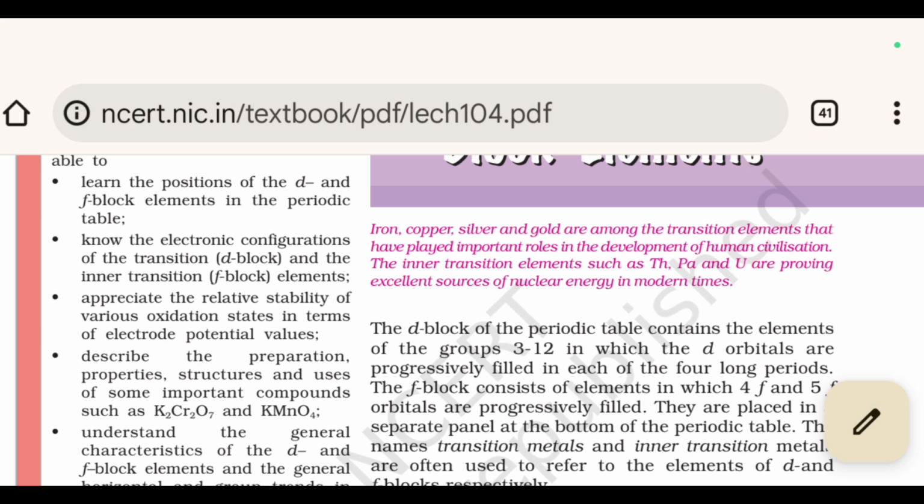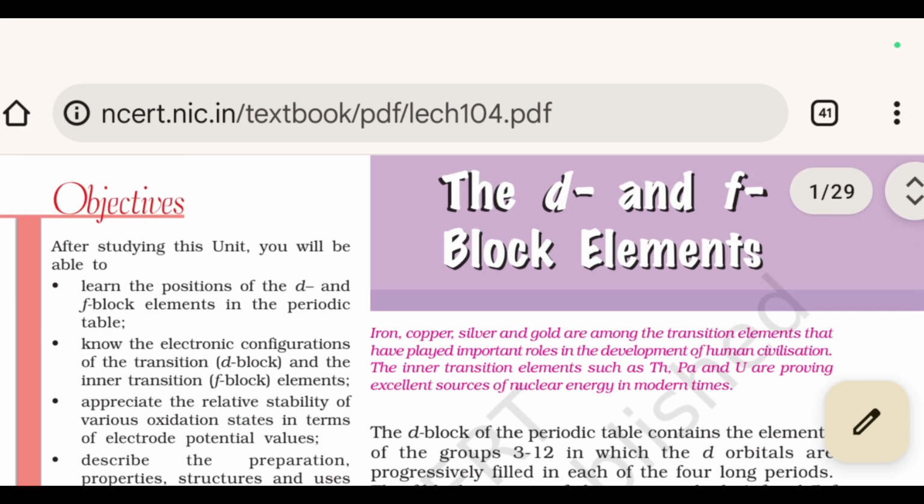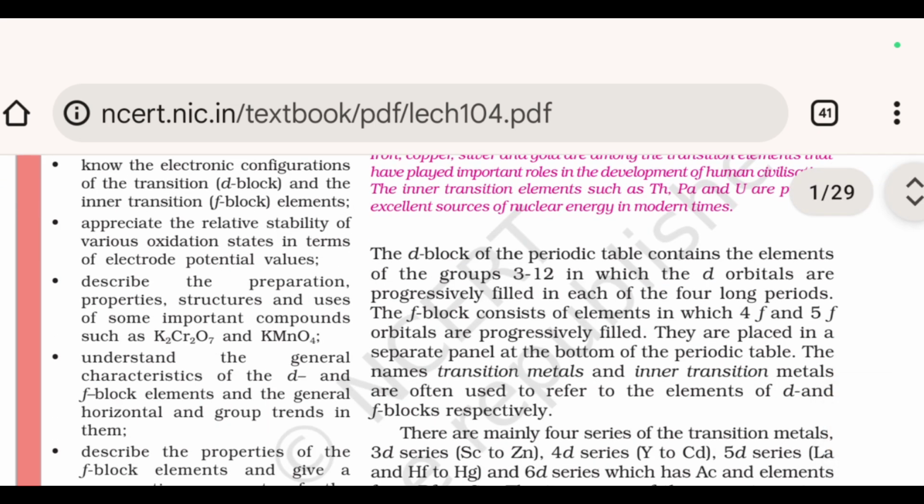My roll number is 10 and today we are going to read the chapter on the d and f block elements. The d block of the periodic table contains the elements of groups 3 to 12, in which the d orbitals are progressively filled in each of the 4 long periods. The f block consists of elements in which 4f and 5f orbitals are progressively filled. They are placed in a separate panel at the bottom of the periodic table.